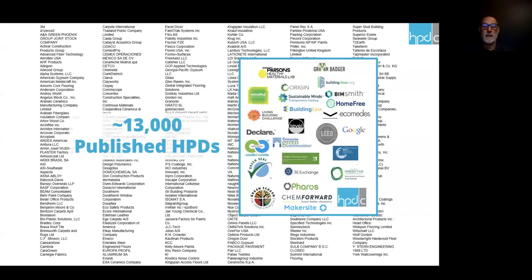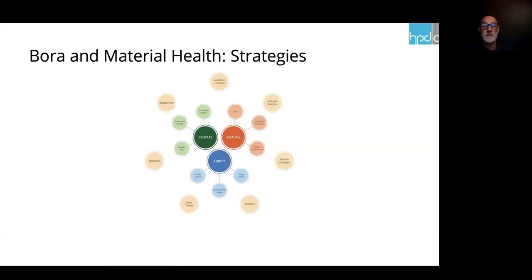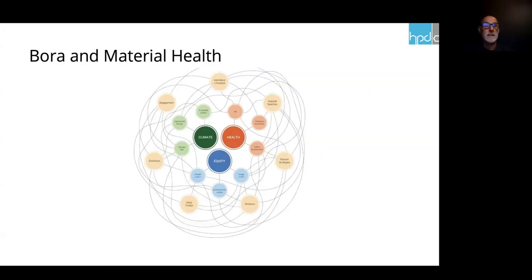Today, there are several hundred manufacturer members of HPDC and hundreds more creating HPDs. The ecosystem is robust, harmonized, and increasingly connected. 13,000 HPDs have been created, representing tens of thousands of products. At Bora, we have honed and fully committed to a vision based on climate, health, and equity, and the project outcomes that we seek, and the strategies to get us there. Obviously, these are all interrelated, but none of our goals can be achieved unless we select materials that support the well-being of occupants and builders, product makers, fence line communities, and the broader ecosystem.